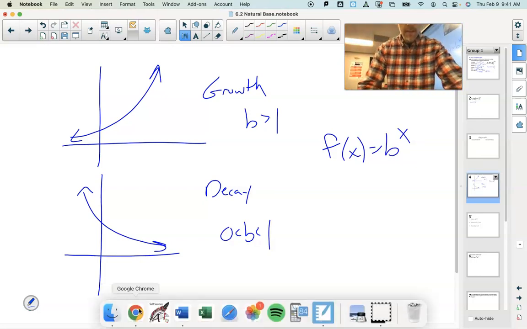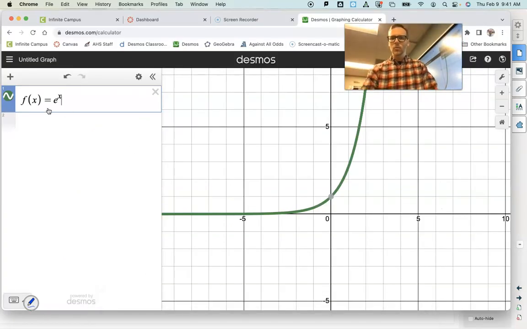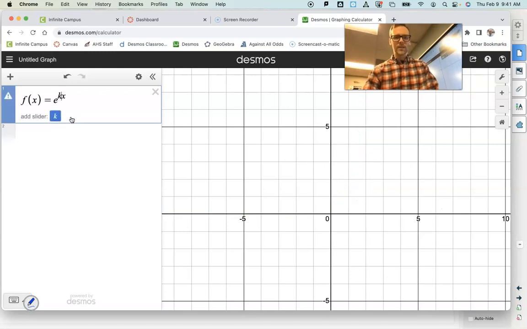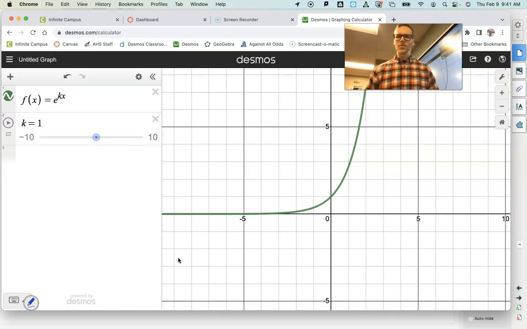And what does e to the kx, or e to the x look like? 2.718 to the x. It's exponential growth. There's 0, 1. If I go up to 1, it should be about 2.718. It should be e. There it is. Now let me throw this value of k in front, and I'm going to add a slider. Right now k is 1, so this is just e to the x. As I make k bigger, e to the 2x. What do we notice about the function? e to the 3x. As we make k bigger, it grows faster.